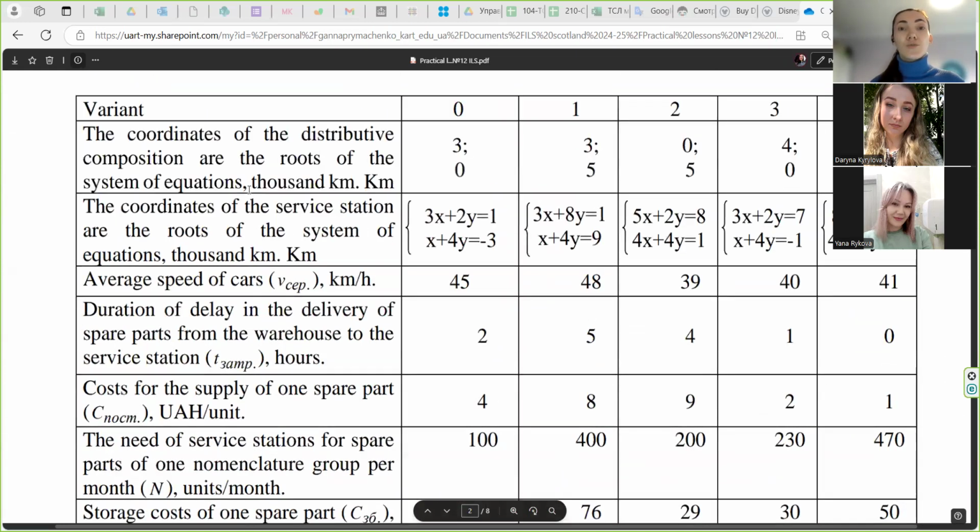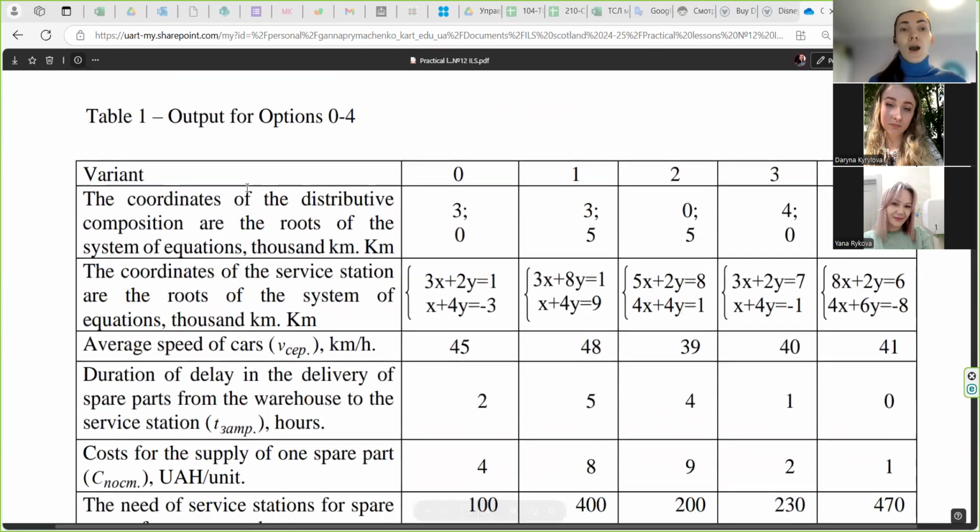I show which information we have now. First parameter is the coordinates of the distribution warehouse, which are the roots of the system of equations, in 1,000 kilometers. So we have the position where our warehouse is located. It is our coordinate in 1,000 kilometers. We can also write it as a picture, for example. No, we will do it later.